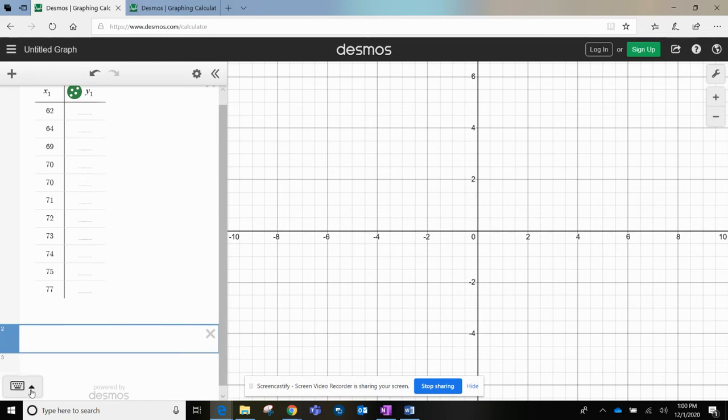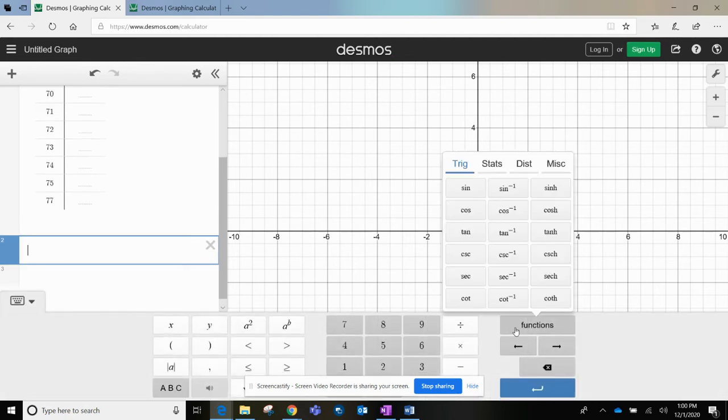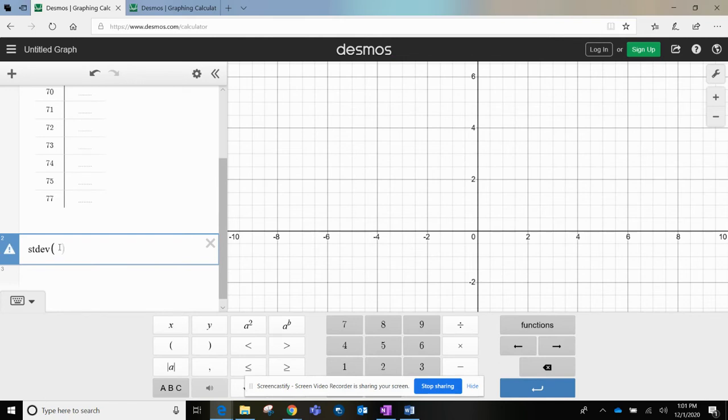by going to line 2, and I'm going to show my keypad right here. And I'm going to go to functions on the right-hand side. And we are in the statistics unit. So I need to be where the statistics part is right here. Okay. And I want to find the standard deviation. So if I look through here a little bit, here's standard deviation. So if I click that, there will be parentheses right here for what I am looking for.